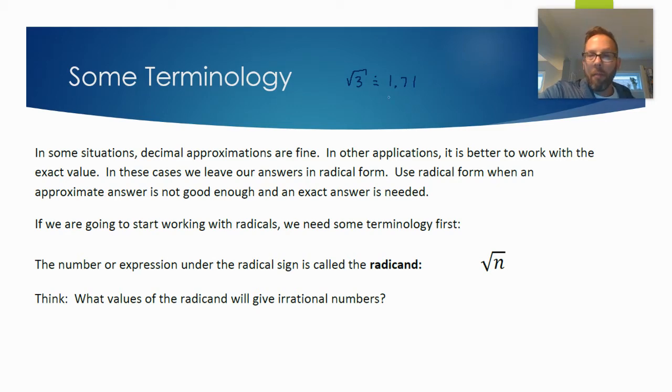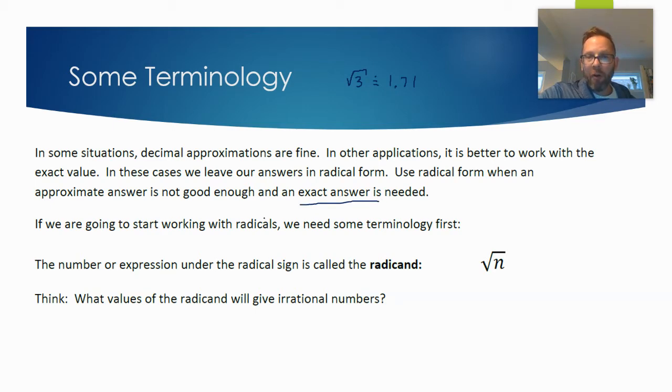So sometimes approximations are fine, but in other applications, especially since we're taking the university functions, in a lot of applications, we want the exact value. We want to be precise. We want to leave our answers in radical form, exact form. So we want to use radical form when an approximate answer is not good enough and we need an exact answer. We're going to leave things as radicals.